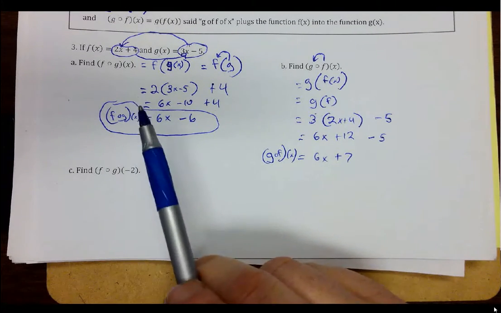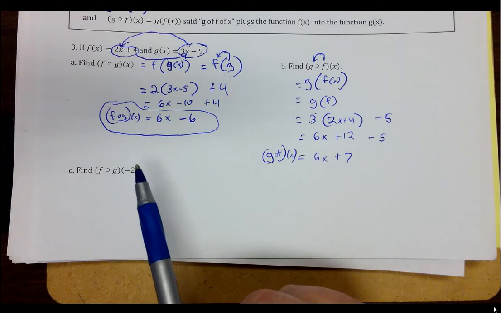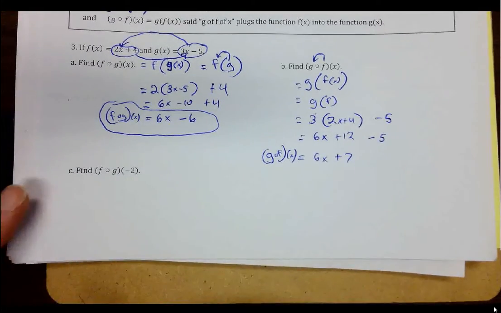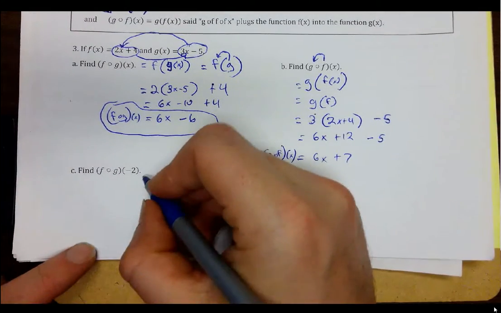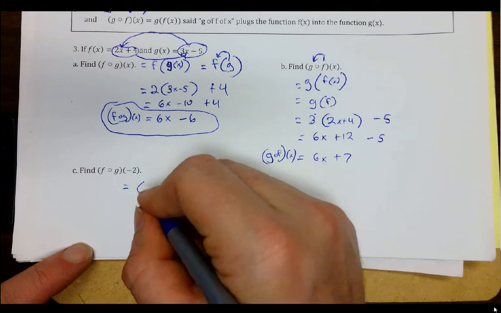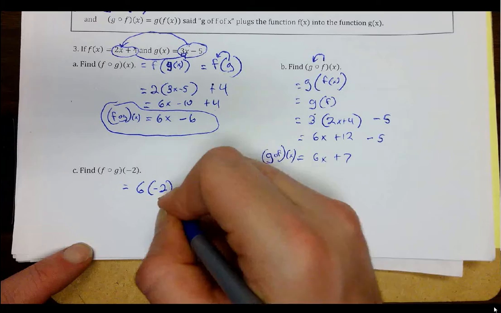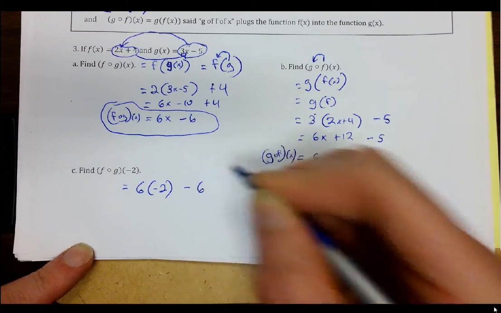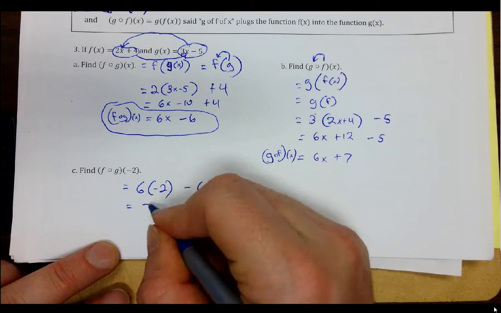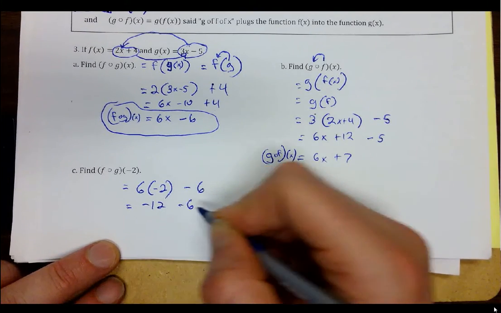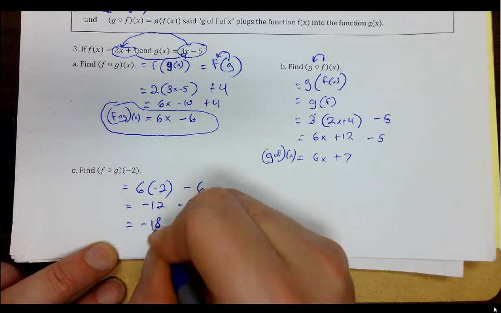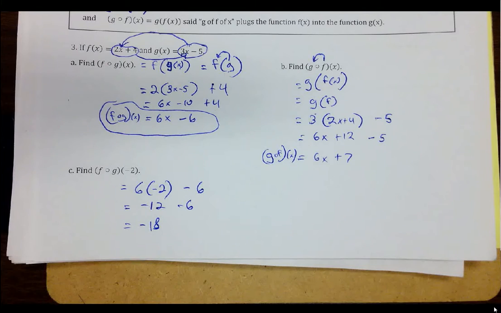So instead of having an x here, what does it mean to have a number there in place of my variable? Well, it means plug in that number for x. So pretty straightforward. I'm taking 6x minus 6, and I'm plugging in negative 2 for x. So now it's 6 times negative 2 minus 6. That is negative 12 minus 6, and negative 12 minus 6 is negative 18. Yay, we did it.